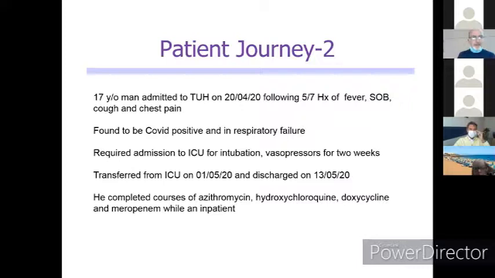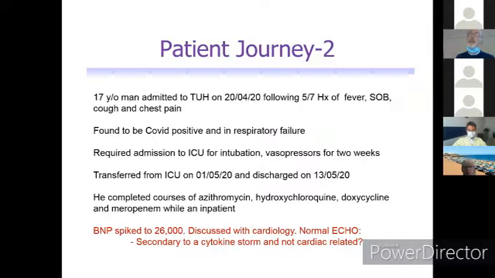So I'll just move on in the last maybe minute or so to just one other patient journey. Now, this chap was only 17, a 17-year-old man admitted to ICU. I mean, it sort of illustrates that this disease affects everyone, basically. And this chap was requiring invasive ventilation. Now, actually, the reason I want to show him is that he had this big spike in BNP. His BNP for a 17-year-old went to 26,000, which is a colossal value.